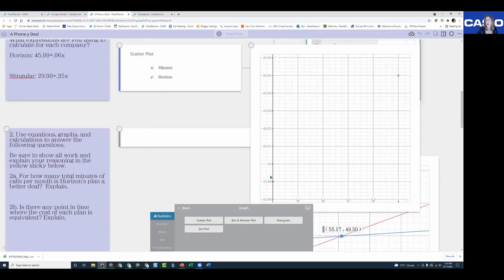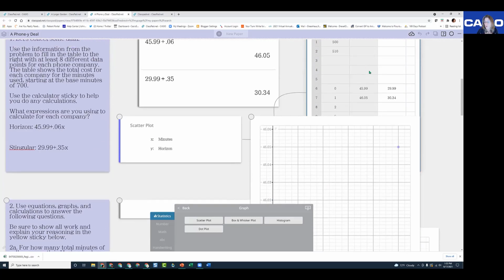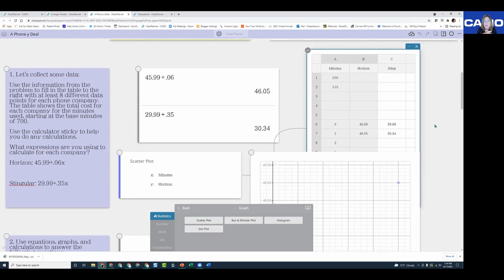And then, if you didn't want to just go from the equation from the table, you could have gone from a graph and then used 2 points to find the slope and things like that. So that might be another way to approach it. So that's the beauty of ClassPad.